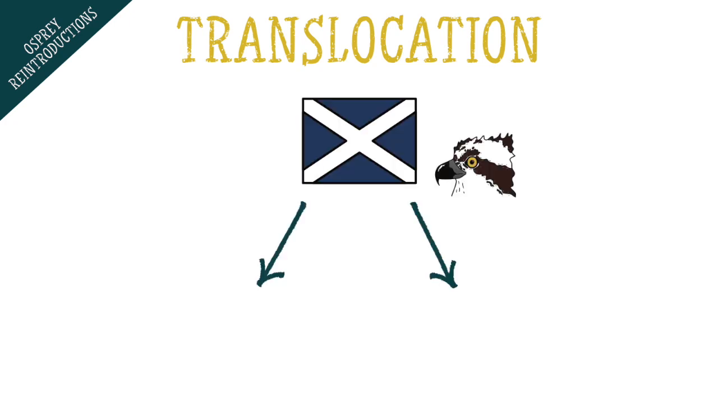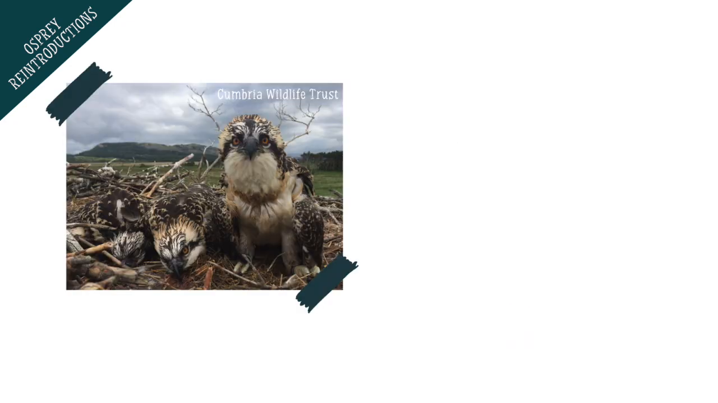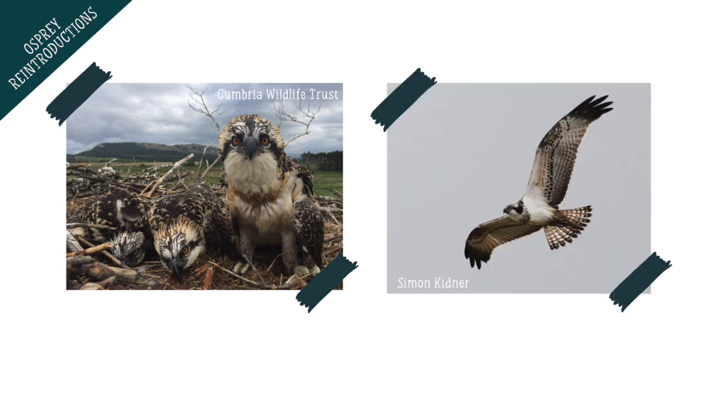So, as we learnt before, translocation involves moving ospreys from one area, in this case being Scotland, to a new one, such as Rutland or Poole. We translocate ospreys when they are still chicks, around the age of 7 weeks old, just before they fly for the first time. But why do we move them at this age?